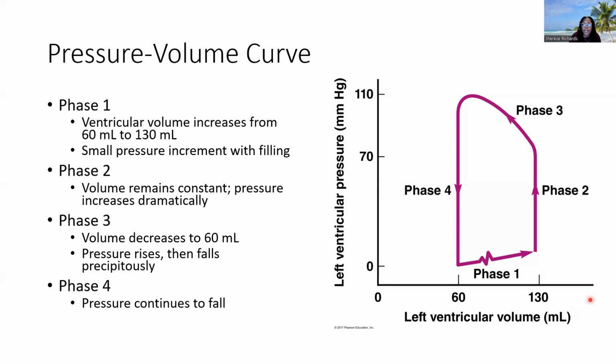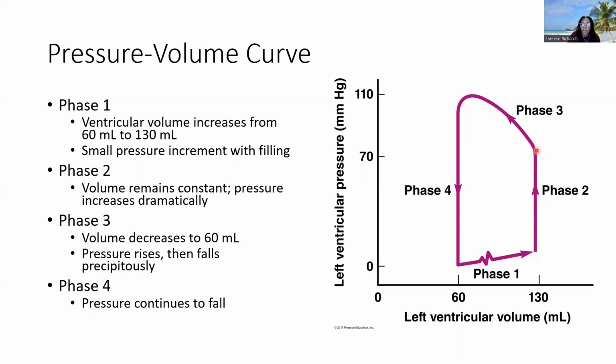So phase 1 we can see here is ventricular volume increasing. This is the filling of our ventricle. Notice that we have the volume increasing and then the pressure increasing as well. Phase 2 is where we have isovolumetric. So in phase 2 and phase 4, we would not expect our volumes to change. Therefore, we can expect a straight vertical line in both phase 2 and phase 4 as volume stays the same, but pressure rises for phase 2, isovolumetric contraction.